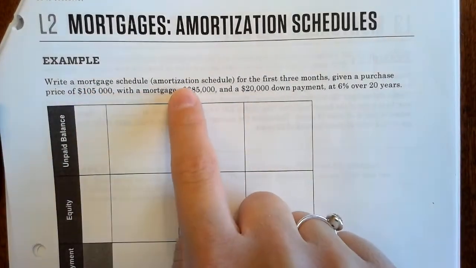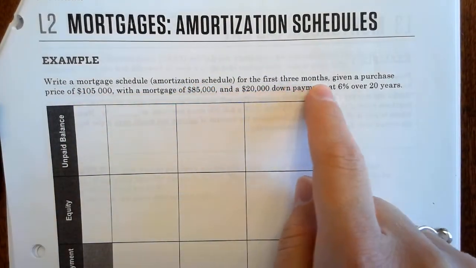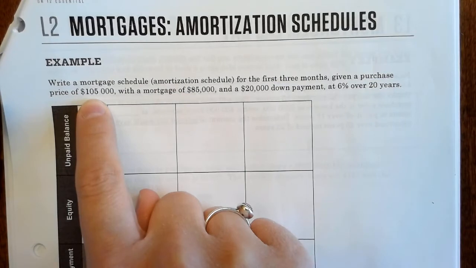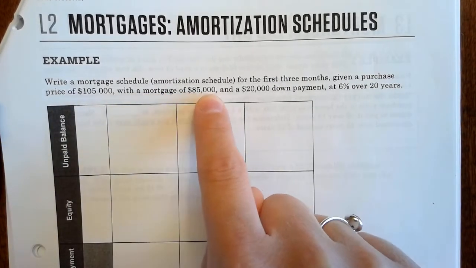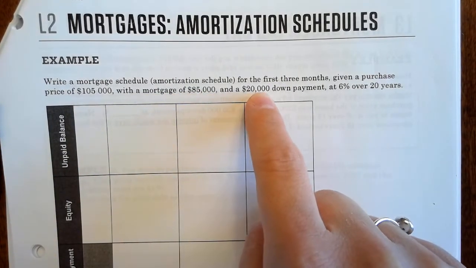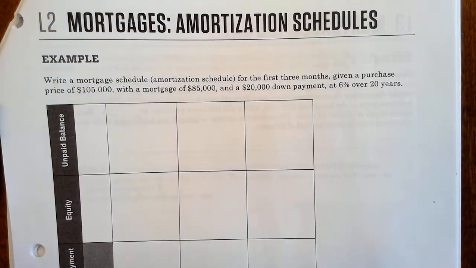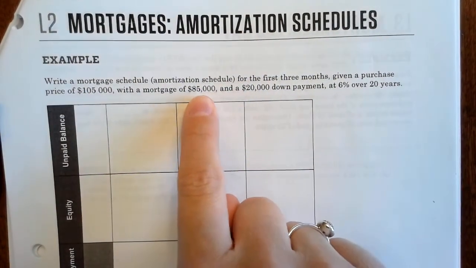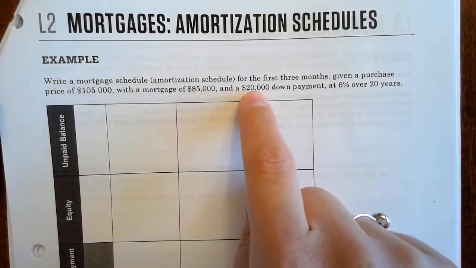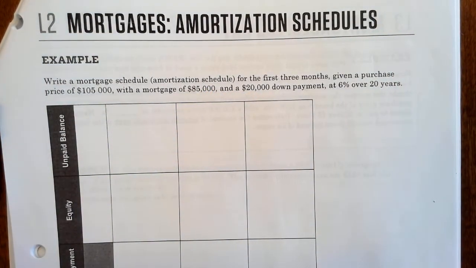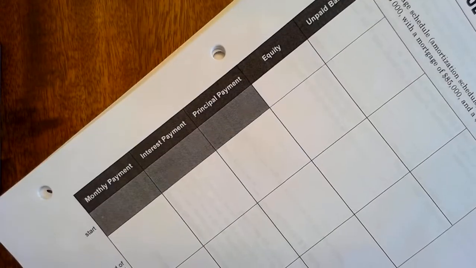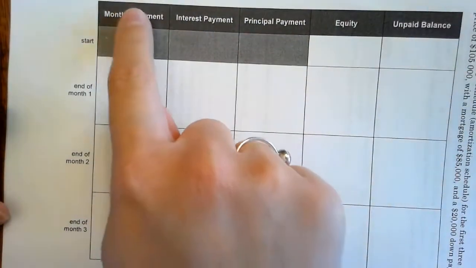Write a mortgage schedule or amortization schedule for the first 3 months given a purchase price of $105,000 with a mortgage of $85,000 and a $20,000 down payment at 6% over 20 years. So we need to borrow $85,000 and we have already paid $20,000. First step I probably need to do is figure out what our monthly payment is going to be.